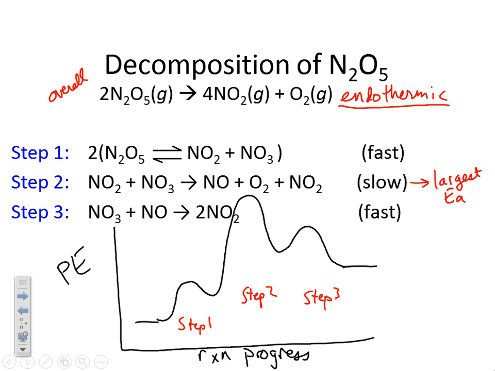And I'm showing that step 2 is the slow step by indicating that it has the absolute largest activation energy out of the 3 possibilities.